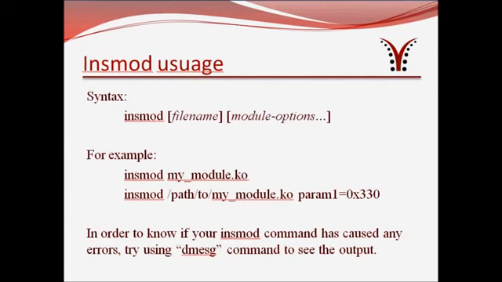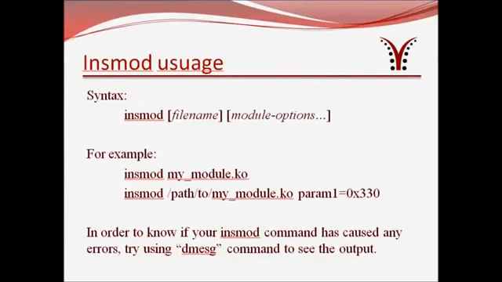Now let's see the syntax of insmod. The syntax is very simple. It's insmod followed by file name followed by module options. For example, here I have insmod mymodule.ko. This command inserts a module by name my_module into the kernel with no module options. Second example is insmod path to mymodule.ko followed by a parameter assignment, param1 is equal to 0x330. This command inserts my_module.ko into the kernel specifying the module option param1 is equal to 0x330.